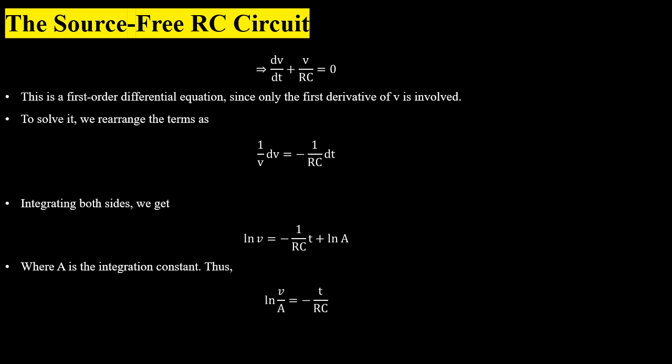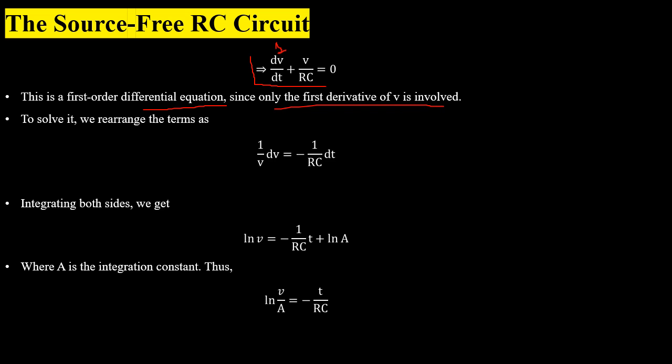Now by substituting the values of current through capacitor and current through resistor, and by rearranging, we will have an equation which will be rate of change of voltage plus voltage divided by RC equal to 0. And this is the first order differential equation because we have only one derivative, and that is of voltage.